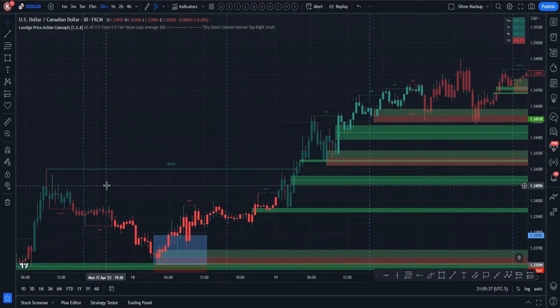Break of structure, change of character, pull back into an imbalance or an order block, take the trade. So that's how you win. That's how you win with this strategy. This is how you take Lux Algo price action concepts and completely change your trading with it.